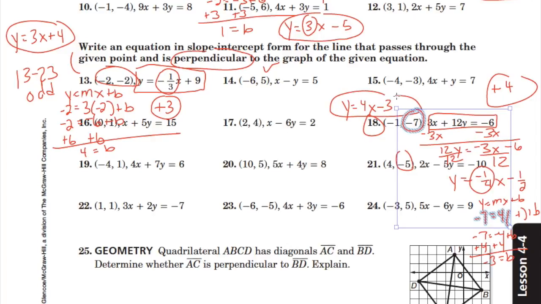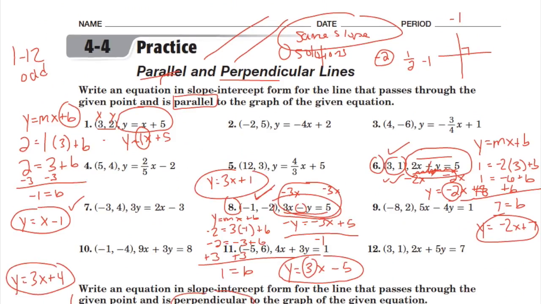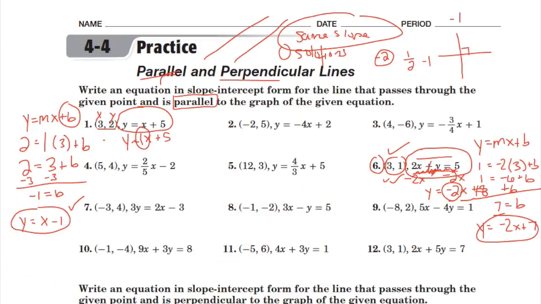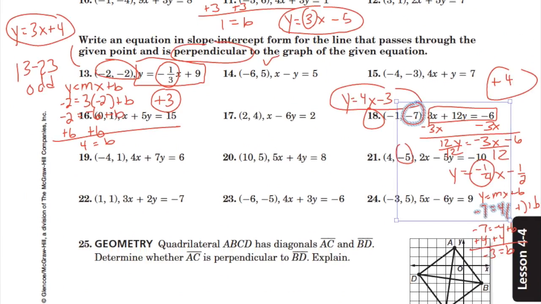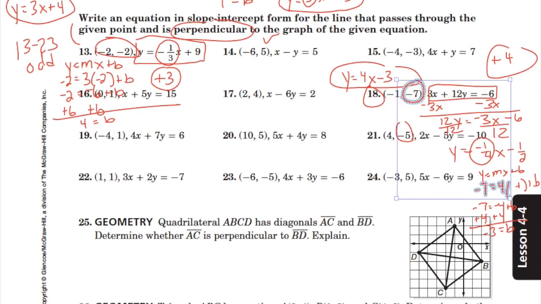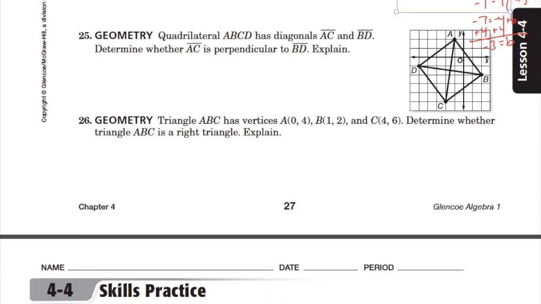You might want to work out these problems on a separate piece of paper just to show all of those steps, and make sure that you understand that the parallel lines have the same slope, and you're just plugging in that y and x value to find the b value. And for perpendicular lines, you're finding the slope but then finding the opposite reciprocal for the other line to solve for the b value. So quite a bit of things going on there.